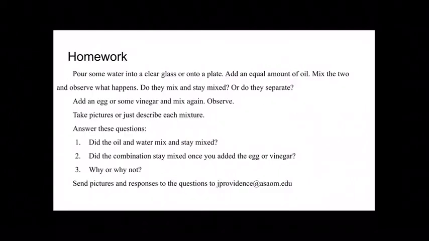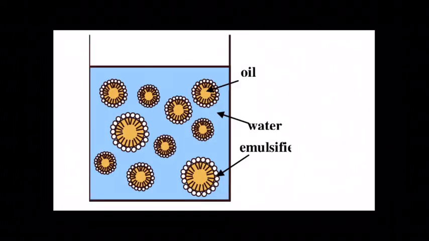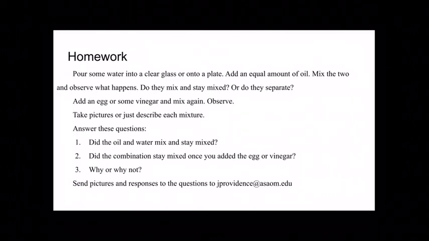So that leads us to your homework, which is this: to pour some water into a clear glass or onto a plate, kind of like this, and add an equal amount of oil, or maybe less oil, but some oil. So this is not super precise, and I'm sure Galileo would not like the way we're doing this because I'm not giving you precise measurements, but that's okay, we'll roll with it. Mix the two and observe what happens. Do they mix and stay mixed, or do they separate?